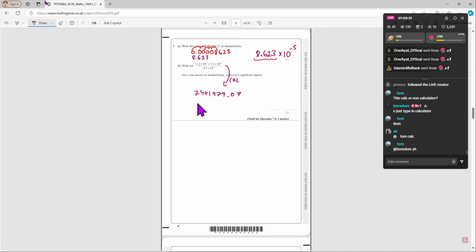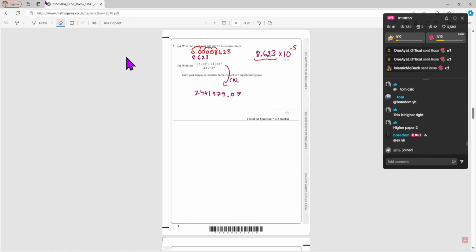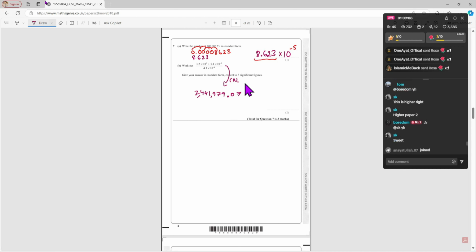But before we write that in standard form, we have to quickly round this to three significant figures. So in the chat, can someone round this number? 7,441,979, and that is a 0.07. Can someone round this to three significant figures for me? Let's see if you know how to round. Three significant figures. Yeah, it's going to be 7,440,000. It's going to be 4 zeros at the end, okay?